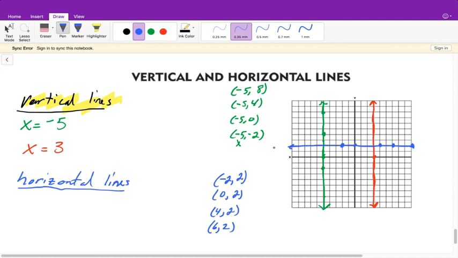Just like I asked you with this green graph, what is one thing that never changes? And that is our y value. Our y value never changes. So in this case, we would say that this graph is y is equal to 2. So when we have y equal to some number, that generates a horizontal line because our y value can never change. It has to always be the same.